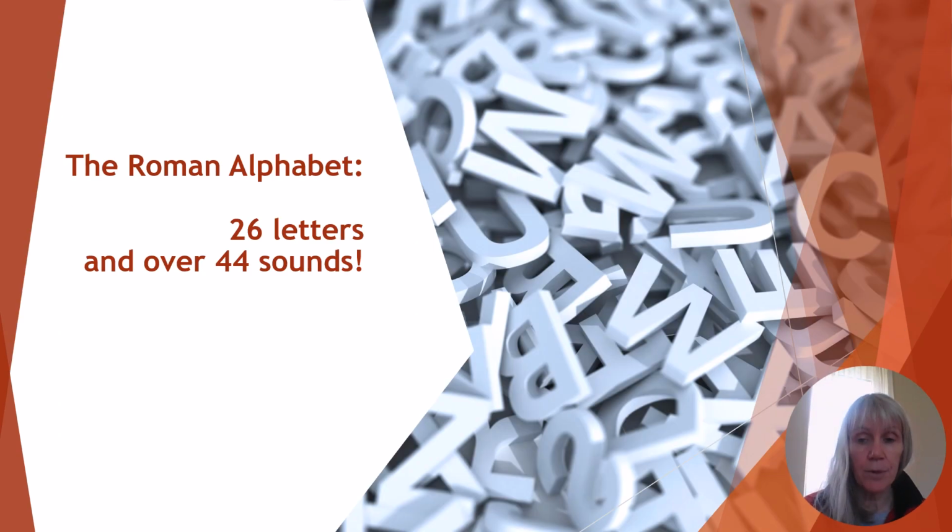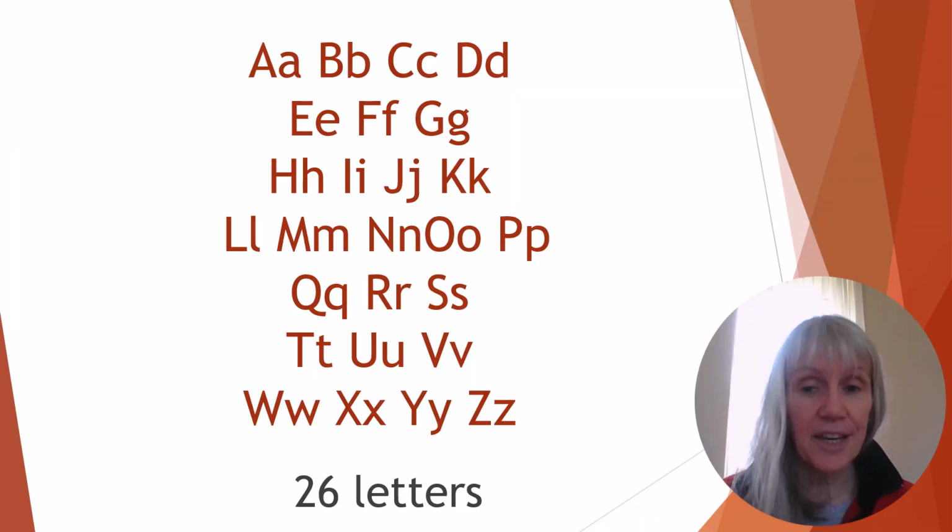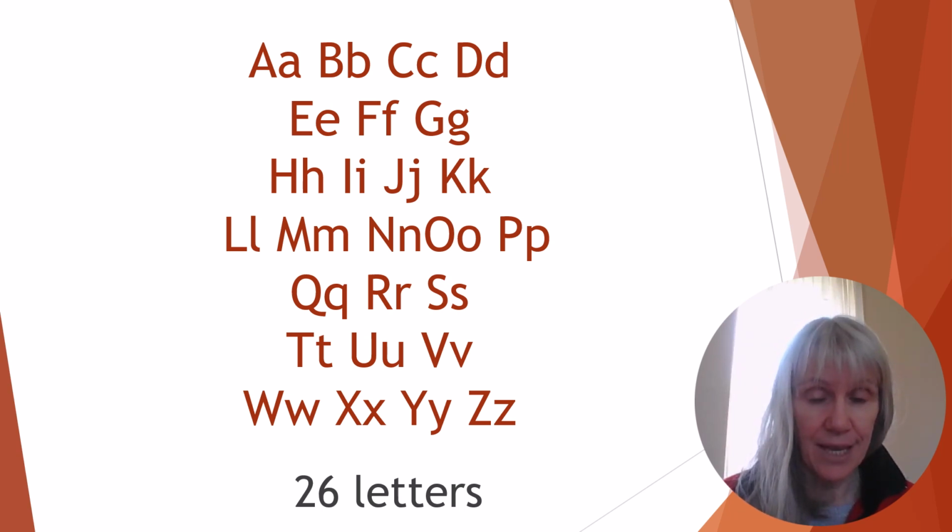So remember, the Roman alphabet as it's used in English includes 26 letters. Of those 26 letters, however, we are creating 44 different phonemes, 44 different sounds. So remember that. Though there are 26 letters in the alphabet, the English language includes 44 different sounds. The Roman alphabet consists of 26 letters. And there is a bit of a rhyme that's used in English to help us remember the ABCs.